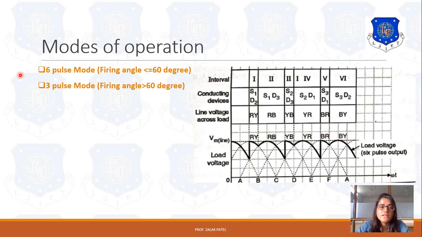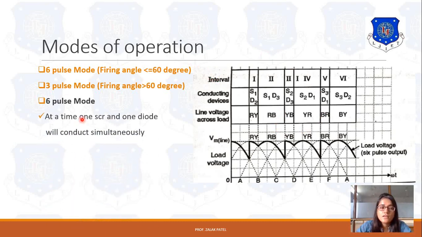Here first we discuss the 6 pulse mode, that is when the firing angle is less than or equal to 60 degree. So here this waveform is for this 6 pulse mode. In this mode at a time one SCR and one diode will conduct simultaneously. So this is our alpha firing angle, which is always less than 60 degree. You can take any value of alpha less than 60 degree, consider that it is 30 degree. So here the complete operation is divided into 6 intervals. In the first interval you can see that S1 and D2 will operate.